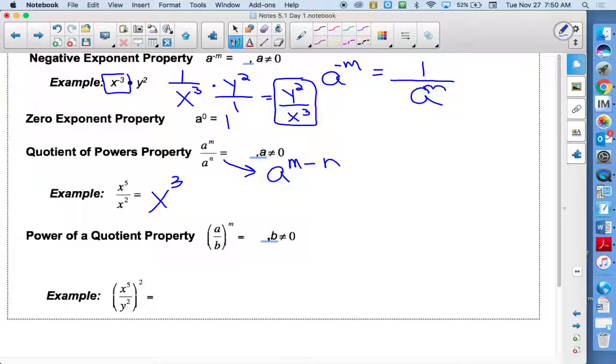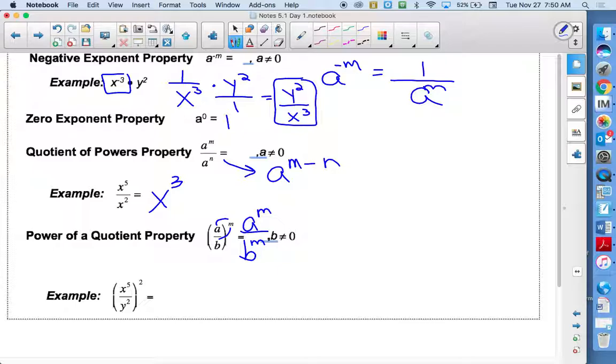And then the last one says a power of a quotient property. So a divided by b to the m power. Abby, what do you think happens there? Does it distribute to both? Yeah, it distributes to both of them. So just like the product, where it distributes to both, in a quotient, it does the same thing. So this would be a to the m divided by b to the m. And again, it says b cannot equal 0 because we can't divide by 0.